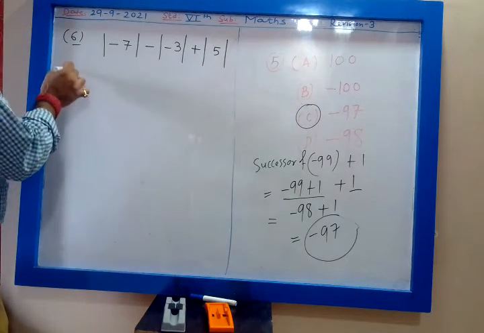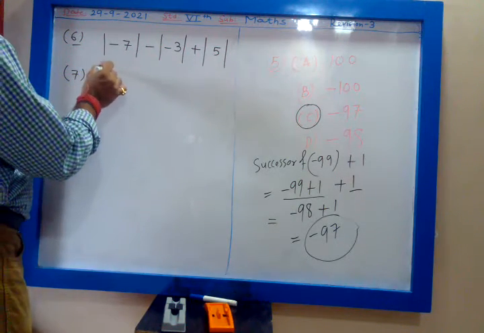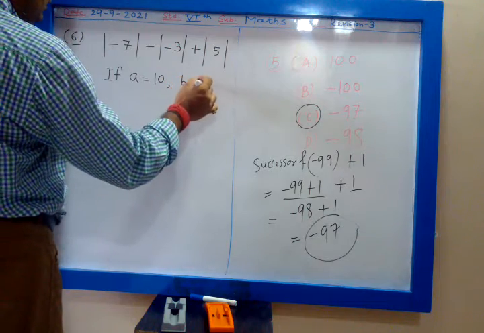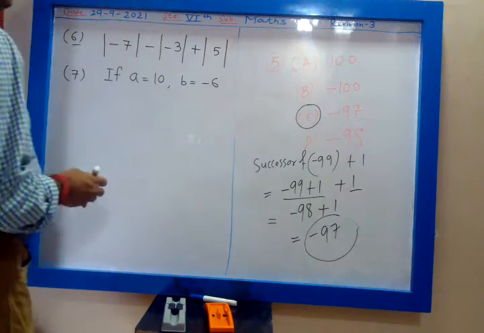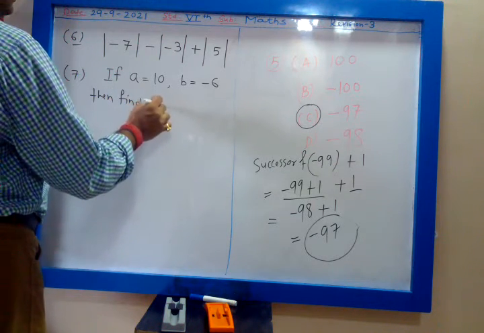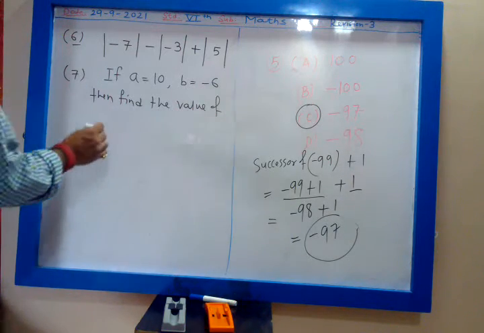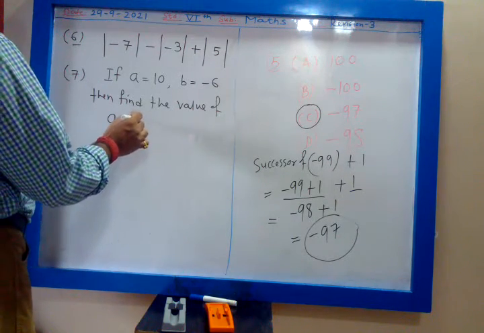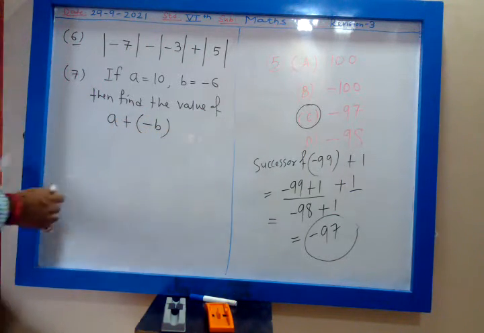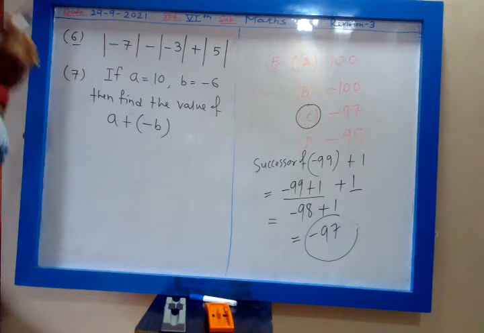Three absolute values are there. Then 7th: if A is 10 and B is minus 6, then find the value of A plus minus B. A plus minus B.